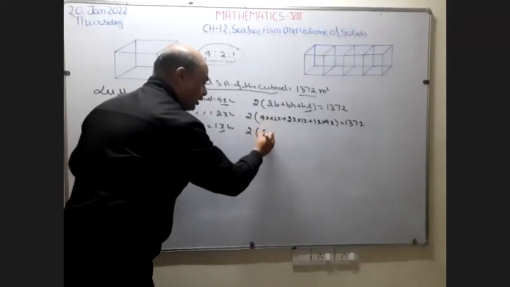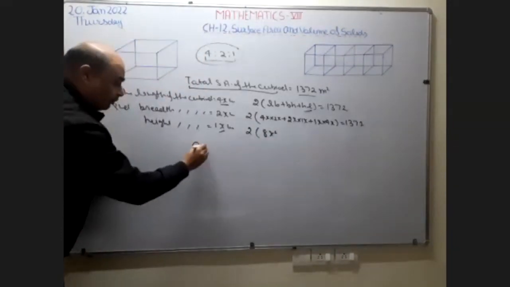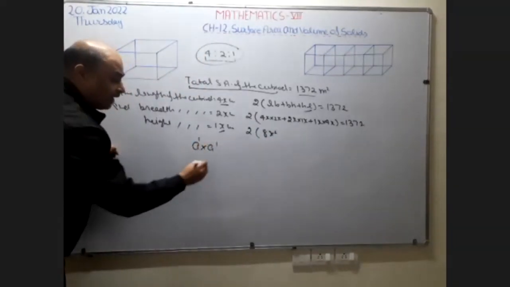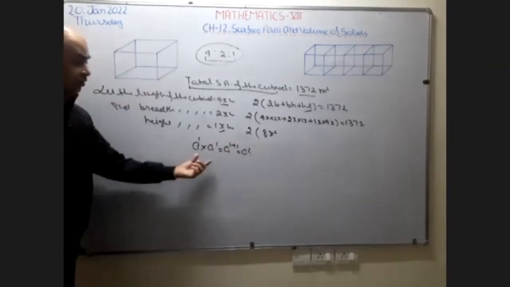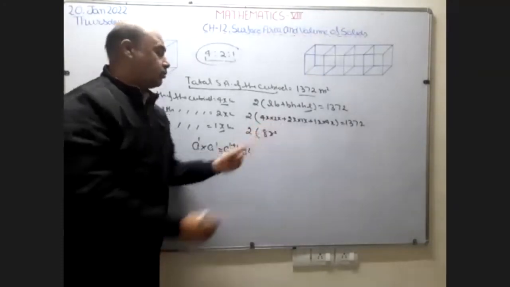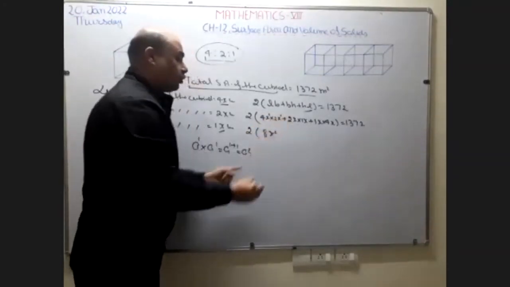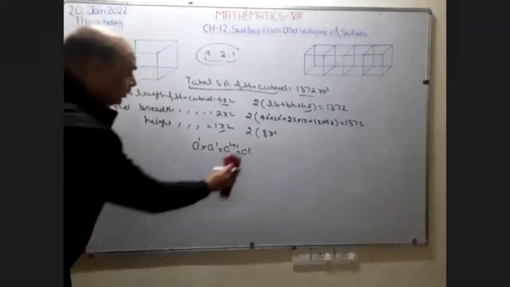Now solve this bracket first. 2 4s are 8. x into x, x square. When the bases are the same and you multiply, the powers are added. So it will become x square. I use this basic formula in this question. Here x and x both have power 1, so x into x is x square.